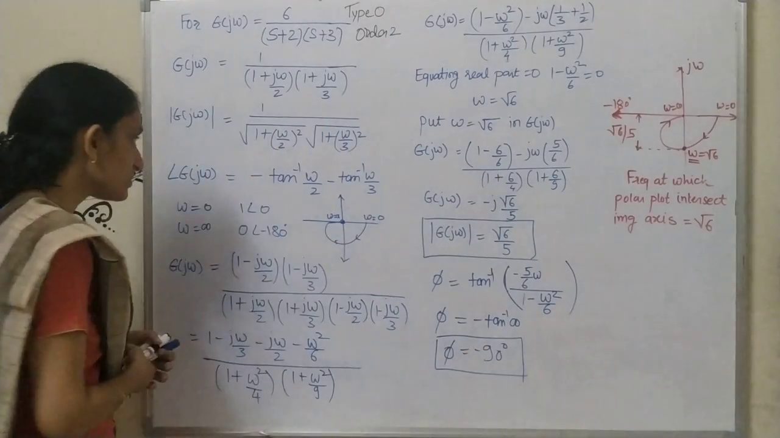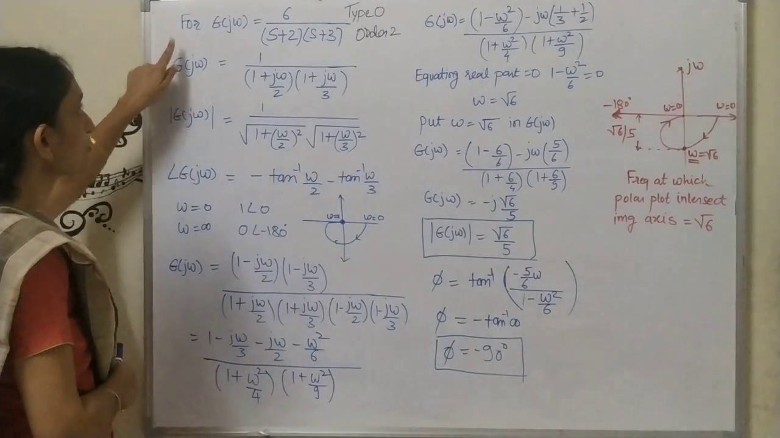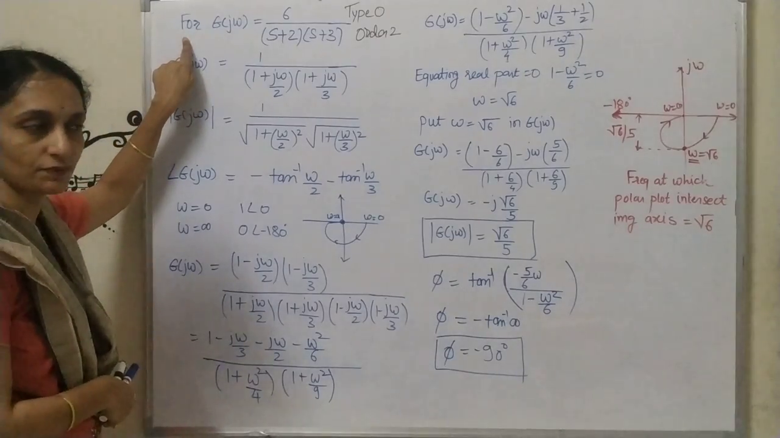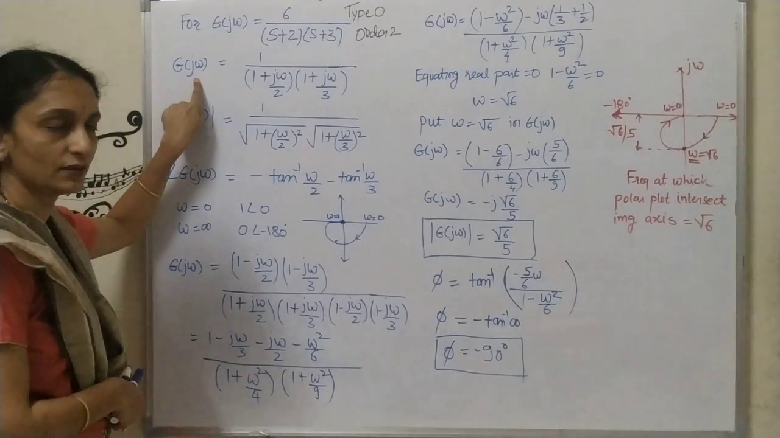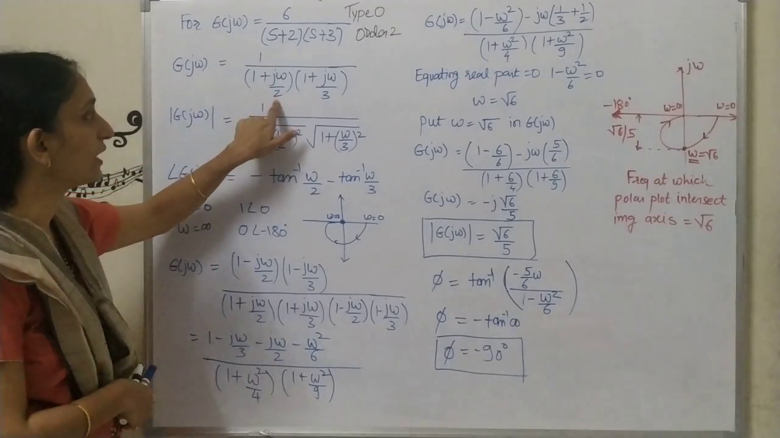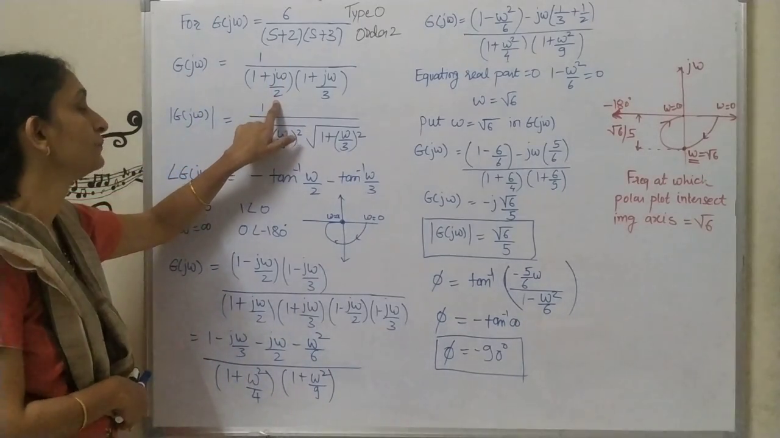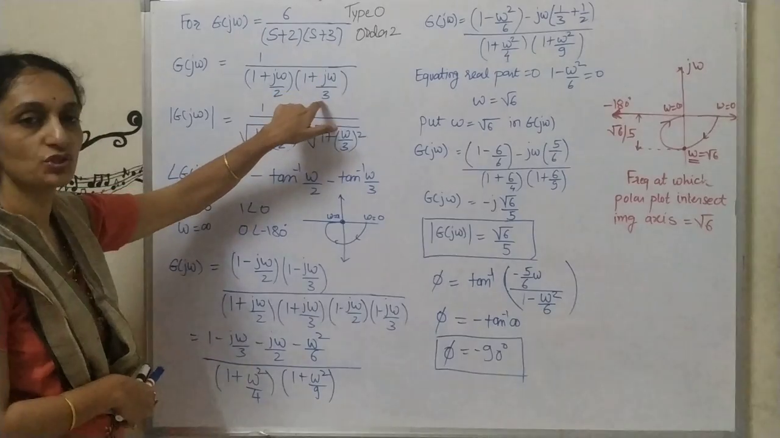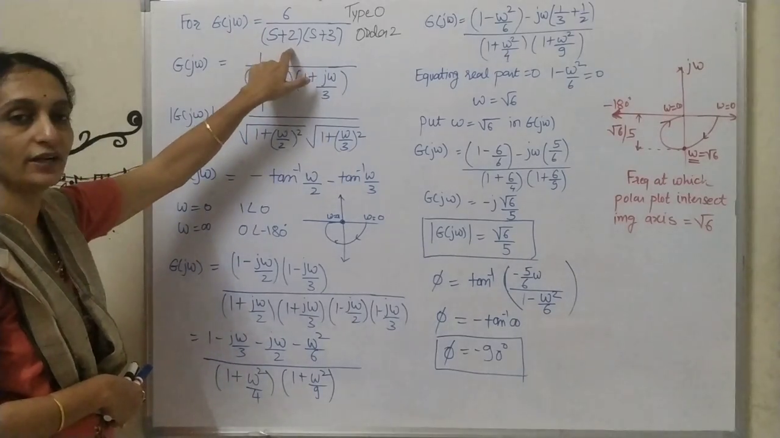See what I did here. For G of j omega the transfer function is given. Look at this, I have substituted s equal to j omega in this. I have rearranged that transfer function. With 1 plus j omega by 2 and 1 plus j omega by 3, the 6 will get cancelled.